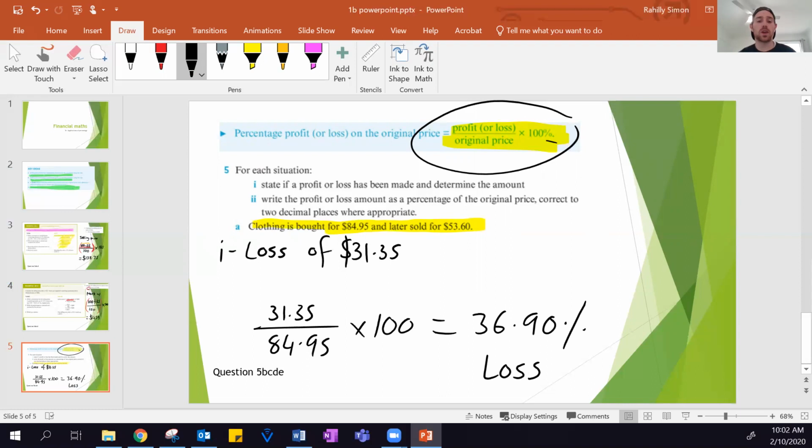Okay, so that's how you work out percentage of profit or loss. First of all, you have to work out whether it's a profit or loss and the amount of that. Put that over the original price and then times it by 100, and that's how you work out that part. So for this, you've got question 5B, C, D, and E. Obviously, we did just question 5A, so you don't have to do that.